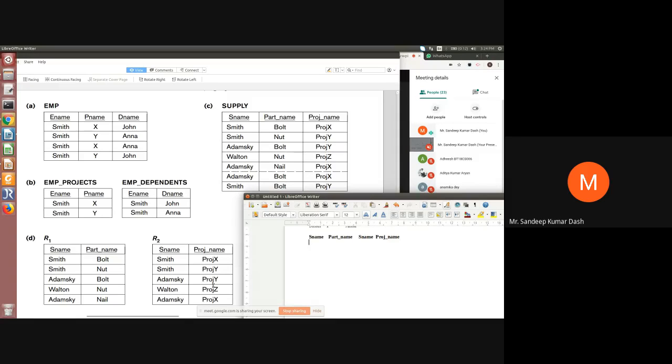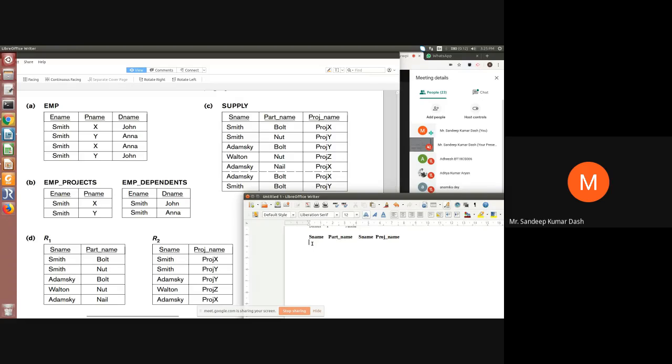That means the basic aim of this type of join is that it will try to find common values out of the common column. Here the common column is Sname. Each row will be seen, that means each row will be compared together based on the value present in the common column. Here Smith will be checked in all the rows. Where Smith is there, once this matches, then the rows will be combined. Smith bolt will be combined with Smith project X.